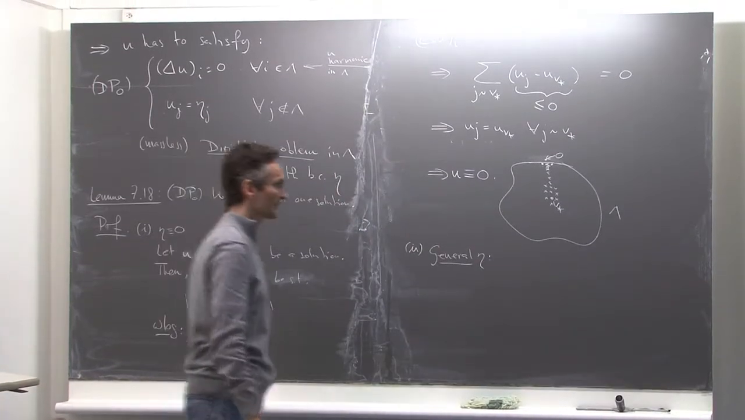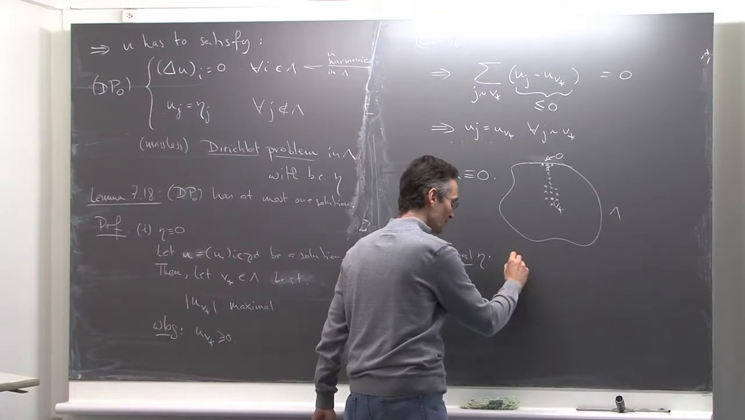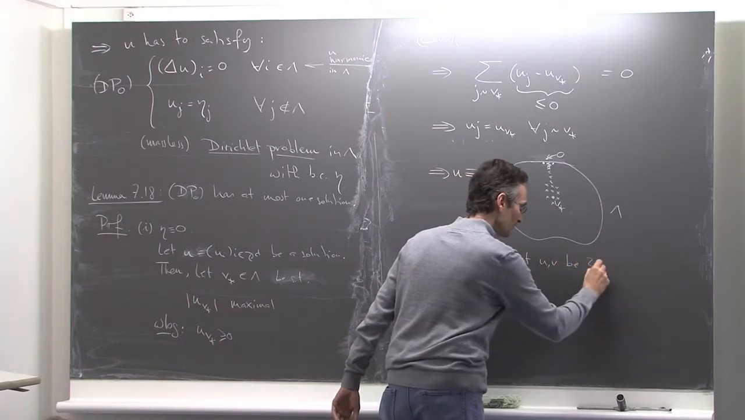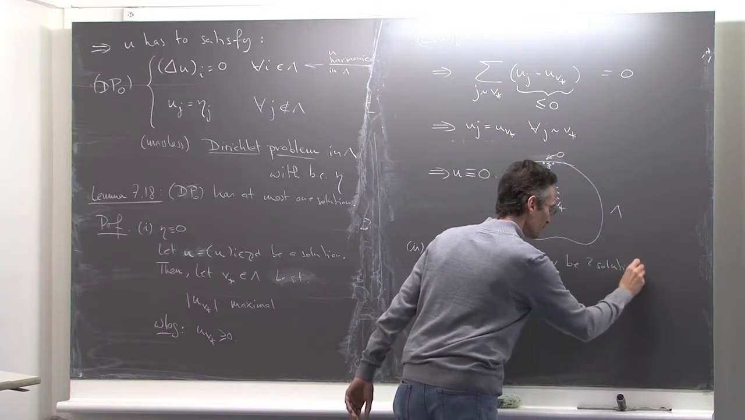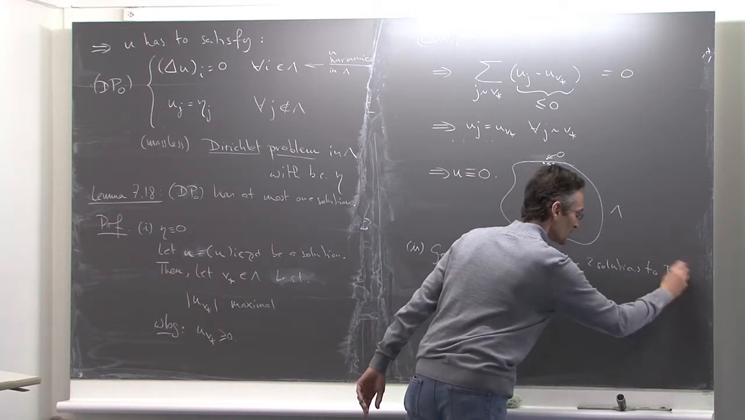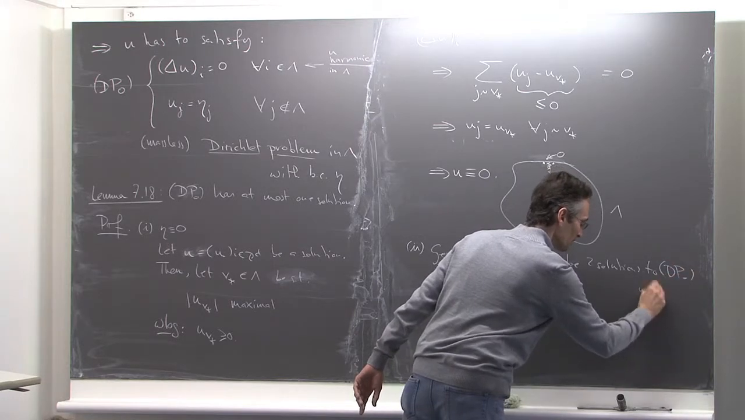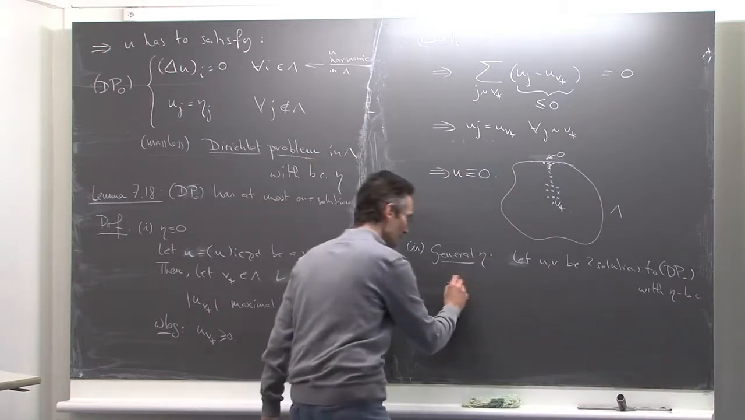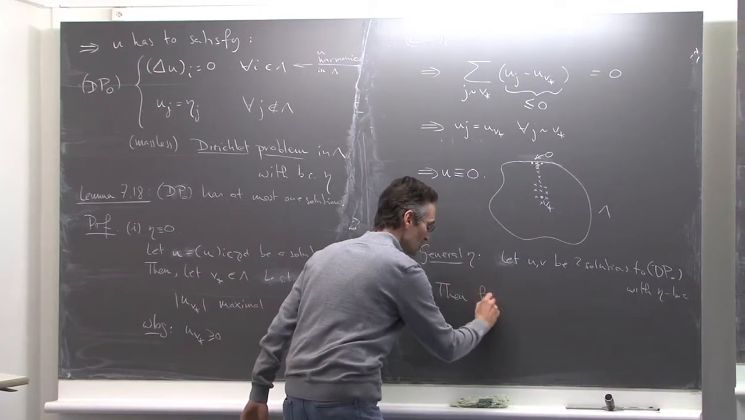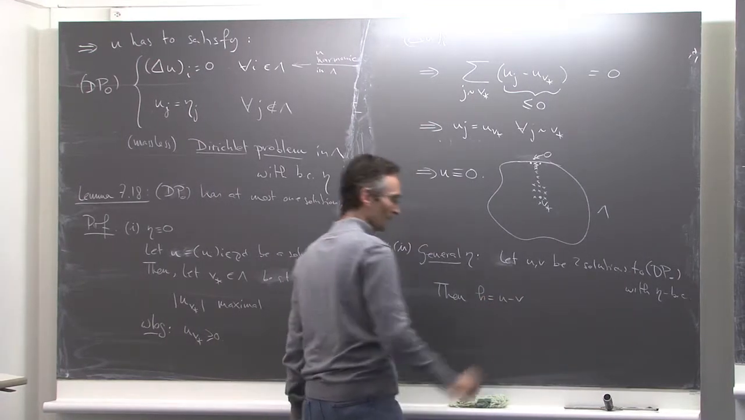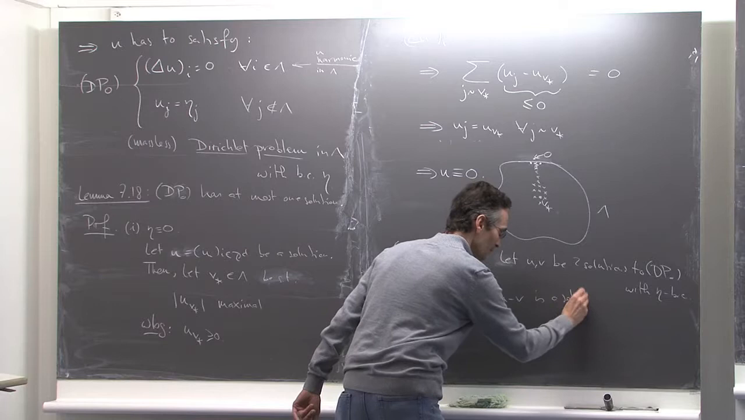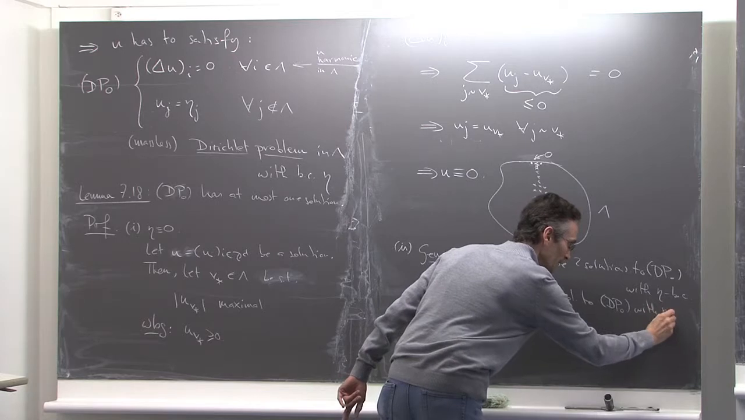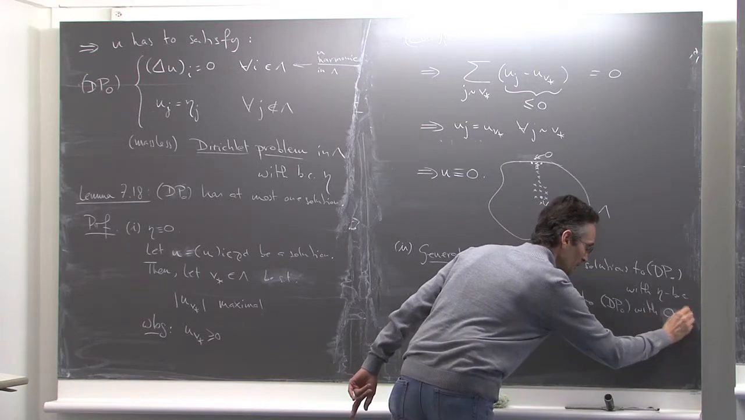Okay. But then it's immediate to reduce to the first case, because you just take, say, u and v, two solutions to the massless Dirichlet problem with boundary condition eta. Then h, which is equal to u minus v, is a solution to the massless Dirichlet problem with zero boundary condition.